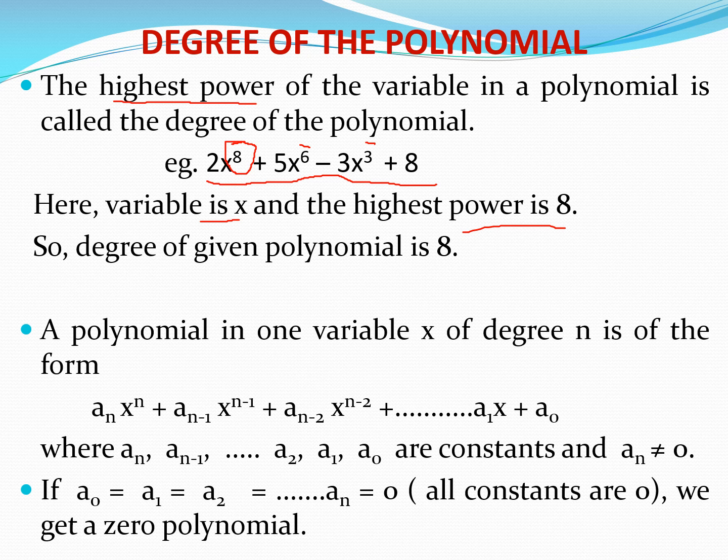So what we have to do to find out the degree of the polynomial? We have to just observe the variable and its power. The highest power of the variable is the degree of the given polynomial.